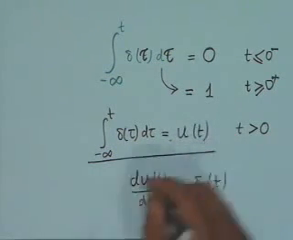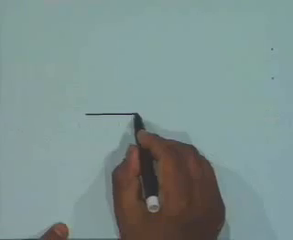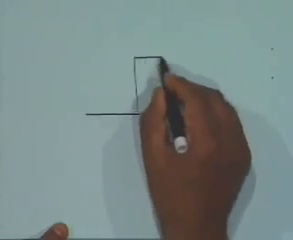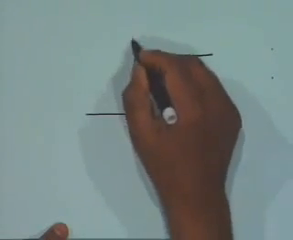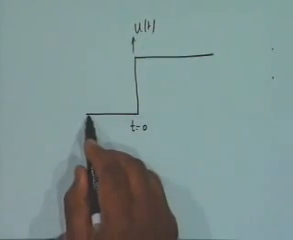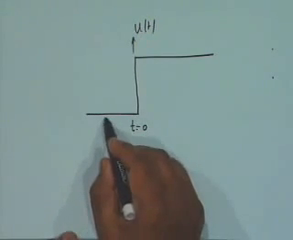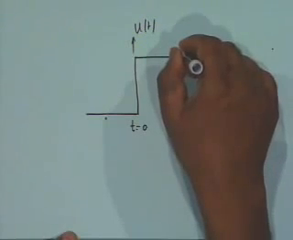If this is true, then this must be true. That is, if you differentiate the unit step, then you should get the unit impulse function. Physically, it does make sense, because the unit step changes from 0 to 1 at t equal to 0. This is the unit step, u(t). And the differentiation anywhere else than t equal to 0 is 0. d/dt is 0 here, d/dt is 0 here, because it's a constant.